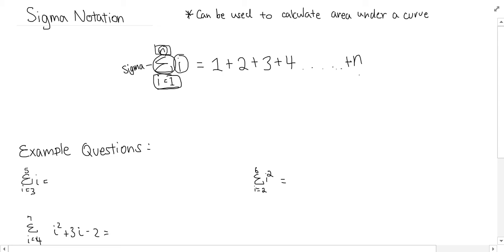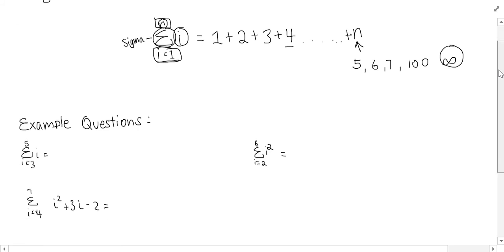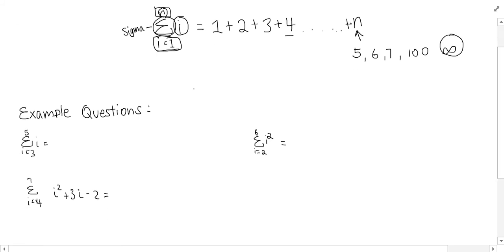Now, the nth term can be anything. In this case, because we have 4 here, the nth term could be 5, it could be 6, 7, 100, and all the way up to infinity. And infinity is a slightly more complicated concept, so we will get into that in another video. But for now, let's apply the knowledge we have into some example questions.